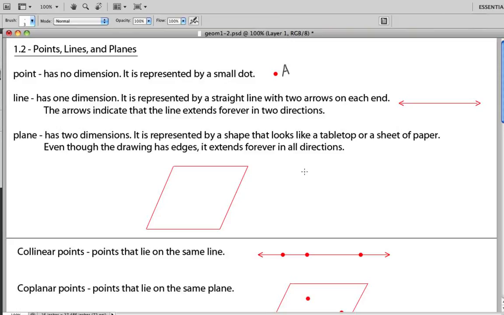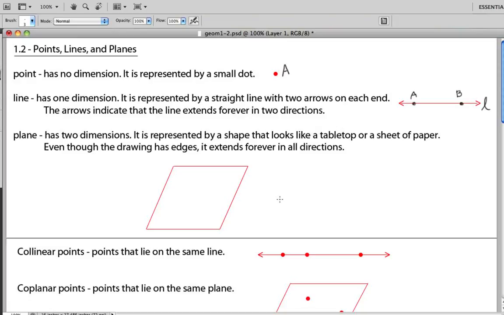Next, we have a line. It has one dimension. It's represented, like over here, as a straight line with two arrows on each end. The arrows symbolize that the line goes on forever and never stops. The two ways to label a line: either with a lowercase cursive letter, for instance, I could label this letter L, so I would call this line L. Another way is if there were points on the line, you would name two letters, and I could call this line AB.